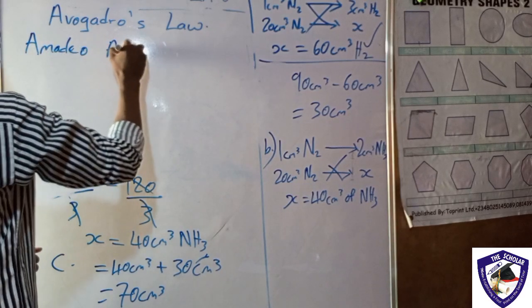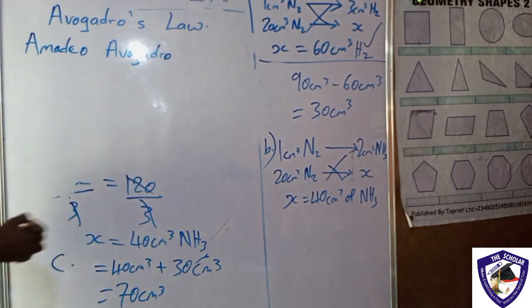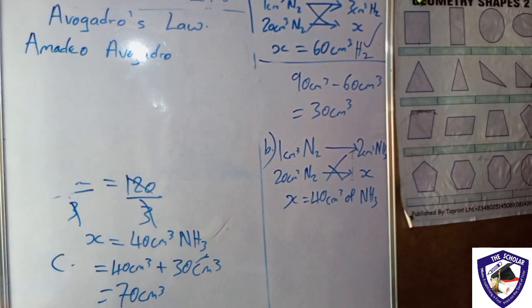Now we are discussing Avogadro's law. His full name is Amadeo Avogadro, and he started his research after the death of Gay-Lussac. That was when he noticed the significance and importance of Gay-Lussac's law, although it failed to express the decision state in John Dalton's atomic theory.